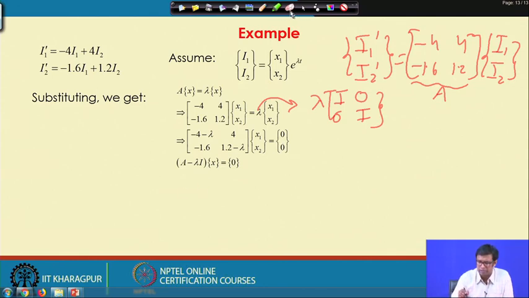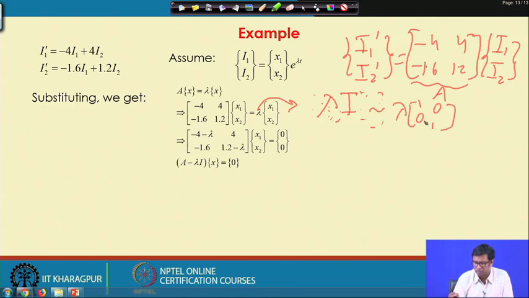I am sorry, I just made a mistake here. Instead of writing this, to be correct, this should be written as λ times I, or λ times [1 0; 0 1]. So, we subtract λ times [1 0; 0 1] from the left hand side and we get [-4-λ 4; 1.6 1.2-λ] times (x1, x2) is equal to (0, 0). So, you can quickly check that we get (A - λI)x = 0.